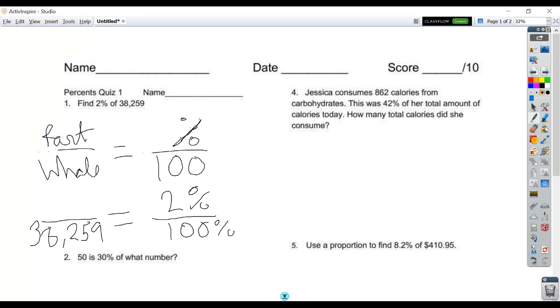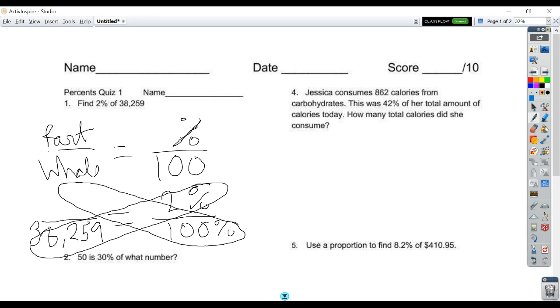And so a way to solve this, we could find patterns. So we could either divide right here. So 2 divided by 100, that would give me 0.02, and then multiply up here. Or another way to do it is a trick in which we remember that when I multiply across, this was done to see if fractions are equivalent. When you multiply across, you get the same solution. So 38,259 times 2 will give me the same thing as 100 times whatever that number is.